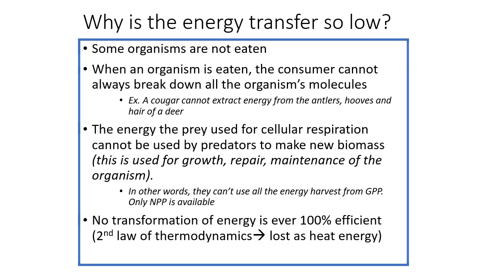Some organisms are not eaten, so when an organism is eaten, the consumer can't always break down all the organism's molecules. This is why we only get 10%. A cougar, or humans, cannot extract energy from the antlers, hooves, and hair of a deer. It's not what we eat because we can't break it down.